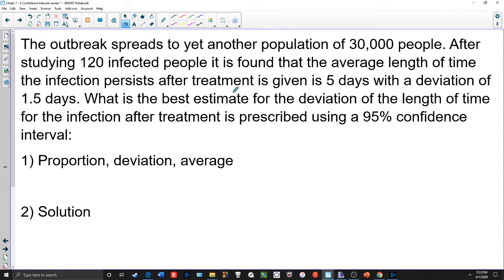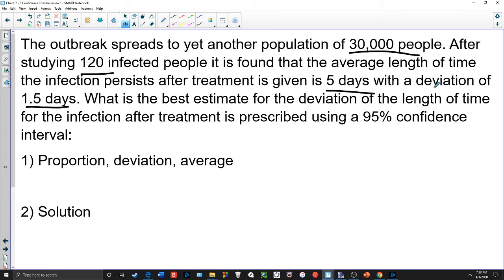Now, this is the one where I'm going to take some time, because this is the one where I messed up in the last video. So we have 30,000 people total. After studying 120 people infected, it's found that the average length of time is 5 days, and it has a deviation of 1.5 days.